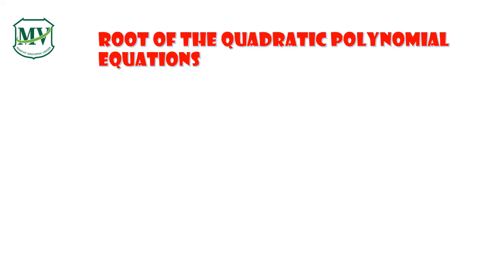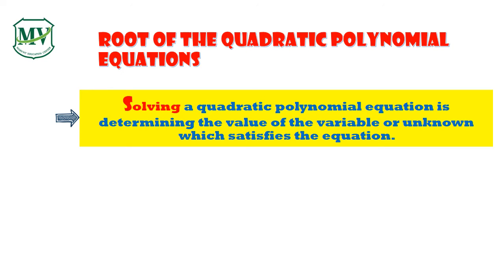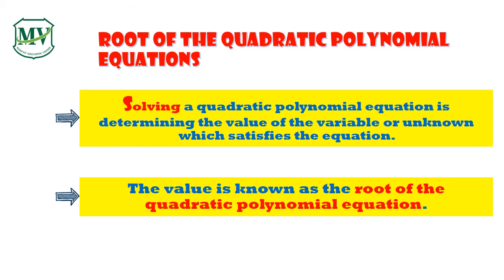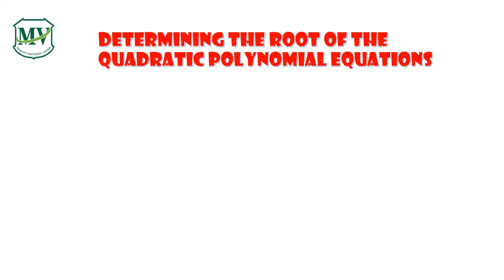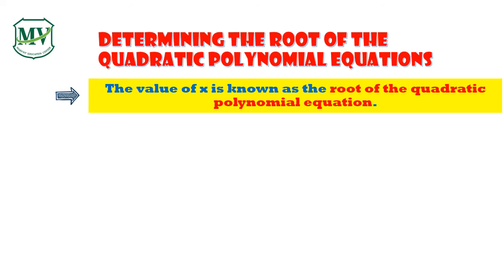Okay, so let's go to the root of the quadratic polynomial equations. Solving a quadratic polynomial equation is determining the value of the variable or unknown which satisfies the equation. The value is known as the root of the quadratic polynomial equation. So let's go to determining the root of the quadratic polynomial equations. The value of x is known as the root of the quadratic polynomial equation.